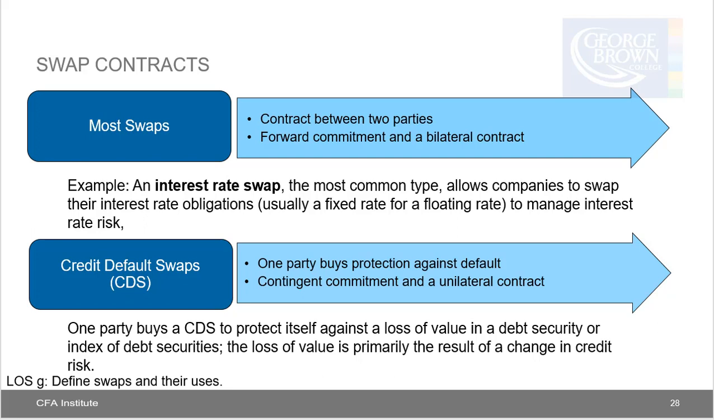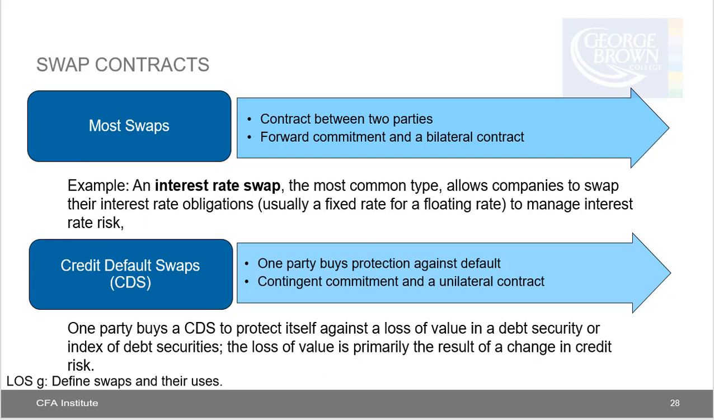Swaps in which two parties exchange cash flows include interest rate and currency swaps. An interest rate swap, the most common type, allows companies to swap their interest rate obligations, usually a fixed rate for a floating rate, to manage interest rate risk. A currency swap enables borrowers to exchange debt service obligations denominated in one currency for equivalent debt service obligations denominated in another currency. Finally, credit default swaps are not truly swaps.